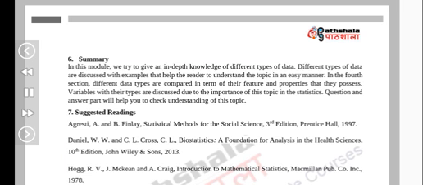Summary. In this module, we try to give in-depth knowledge of different types of data. Different types of data are discussed with examples that help the reader to understand the topic in an easy manner. In the fourth section, different data types are compared in terms of their features and properties. Variables with their types are discussed due to the importance of this topic in statistics. The question and answer part will help you to check your understanding of this topic.